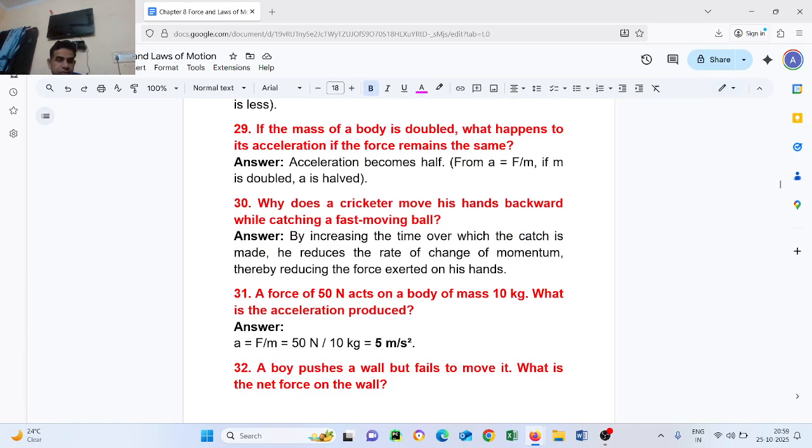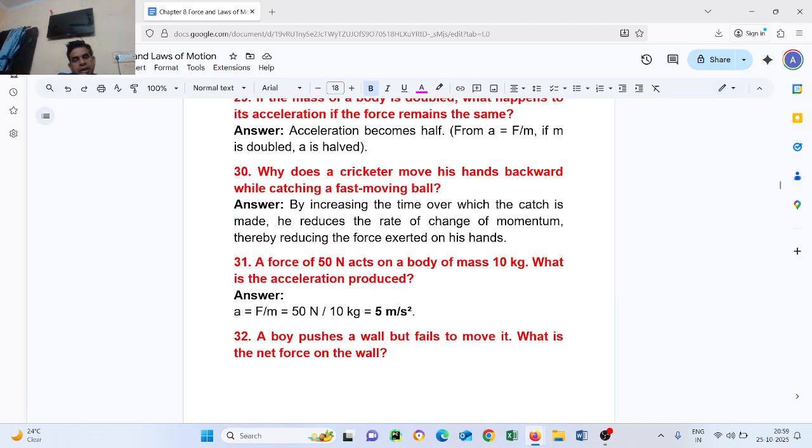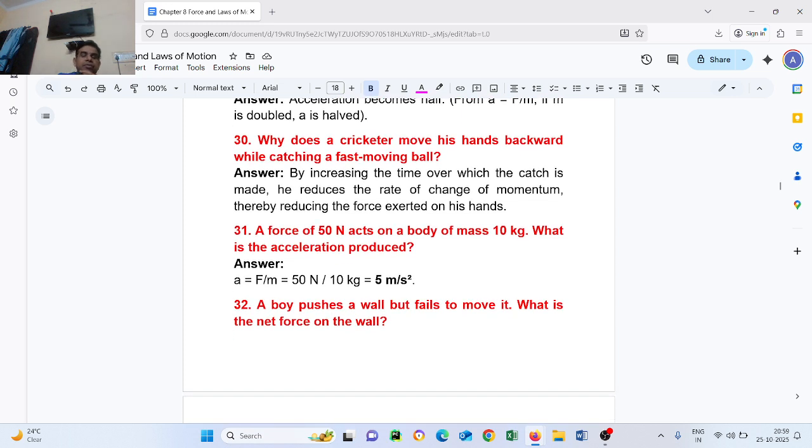Question number 31. A force of 50 Newton acts on a body of mass 10 kg. What is the acceleration produced? Acceleration equals F upon m. So F upon m is 50 upon 10, which is 5 meter per second squared. A force of 15 Newton acts on a body of mass 10 kg. What is the acceleration produced? Acceleration equals F upon m.